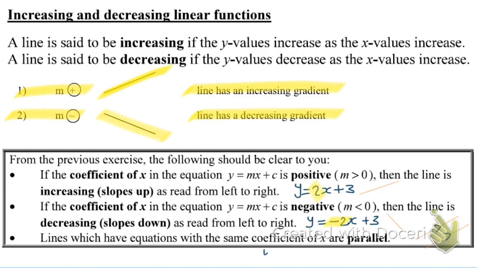So for example, if I have y is equal to 2x plus 1 and y is equal to 2x plus 3, then I have the same gradient. Both have the gradient 2, so that will make them parallel lines. Right, so that's what that says. You just have to have a good, clear perception of that.